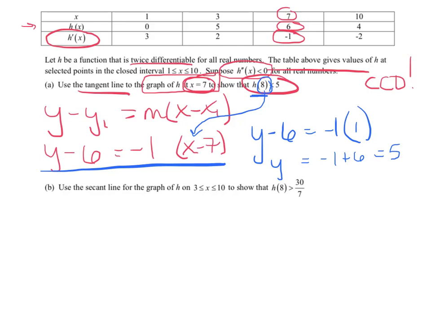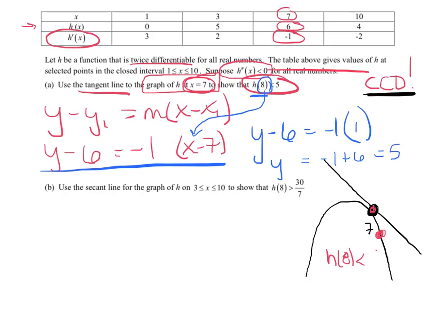Well, let's talk about what that means. And this is really what the tangent line approximation is about. So please sketch this in your notebook. We know our function is concave down. They told us that h double prime is less than 0. And we wrote this equation of a tangent line at 7. So let's pretend this is our point 7, and let's draw that tangent line in. That's a horrible tangent line, but go with me on this. So at 7, I have my height right here. And the question is, at 8, show that h of 8 has to be less than 5.